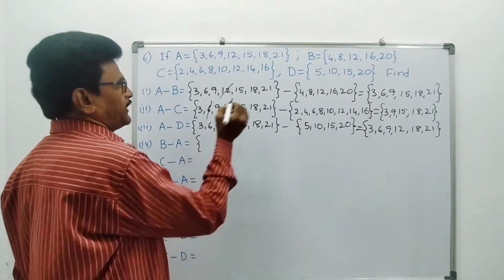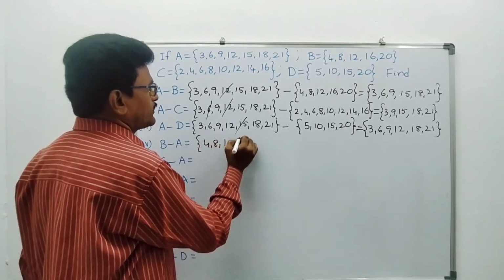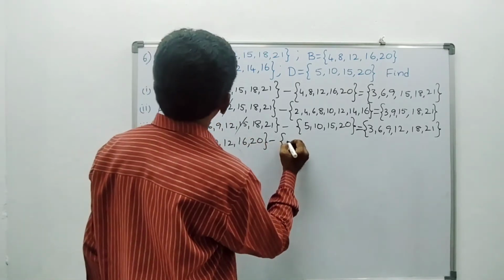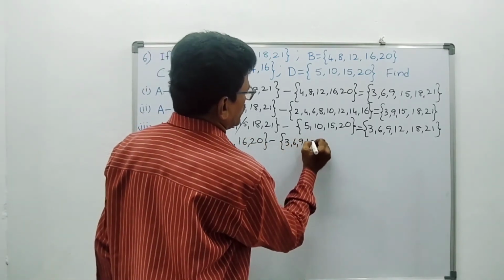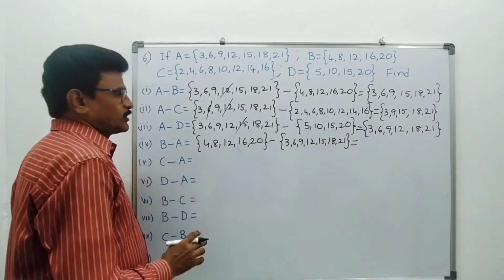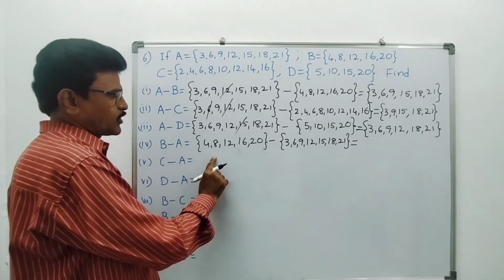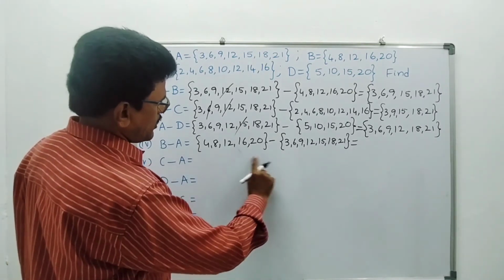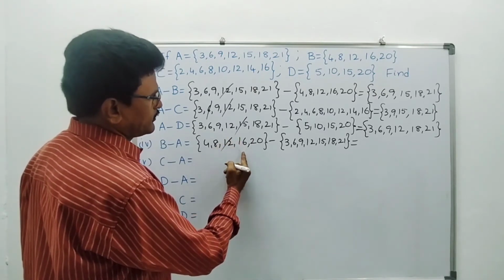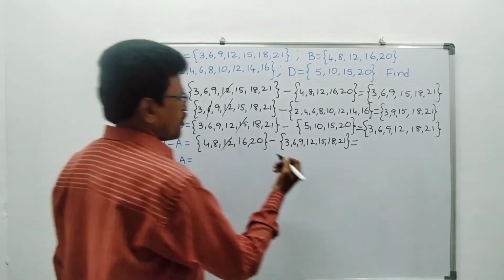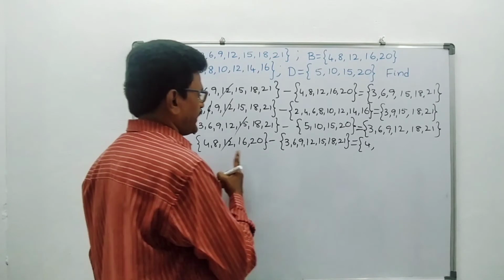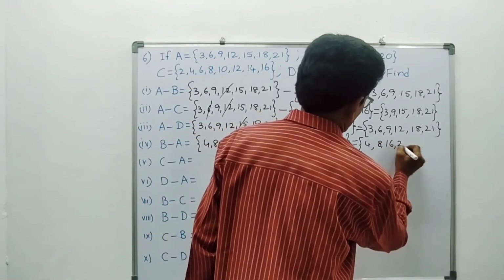Now next, B minus A. First set B: 4, 8, 12, 16, 20, minus. Now set A: A is 3, 6, 9, 12, 15, 18, 21. Okay, now common elements we have to cut in the first set. What are the common elements here? Observe. 8, 12, yes, 12 is common. Now 16, 20, nothing. Remaining elements: 4, 8, 16, 20.